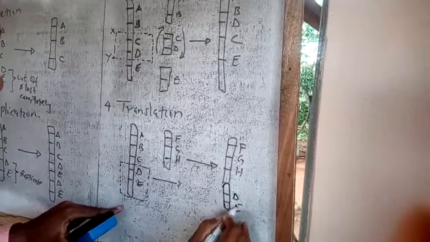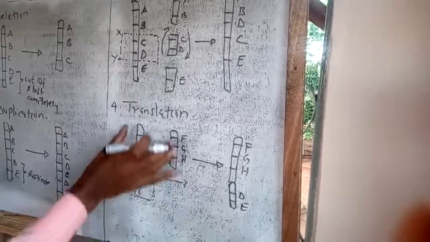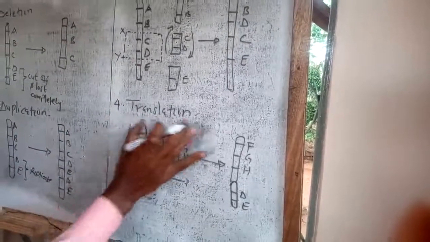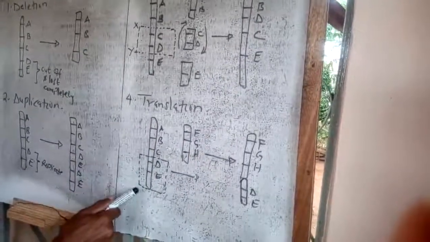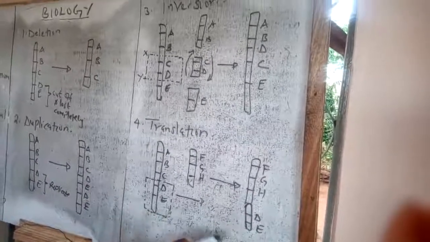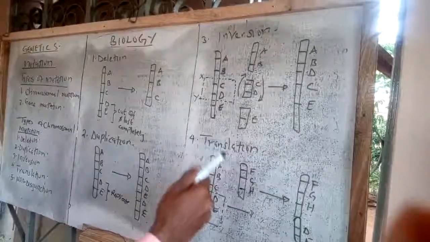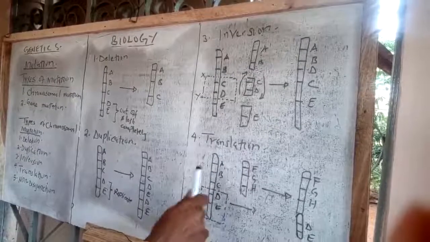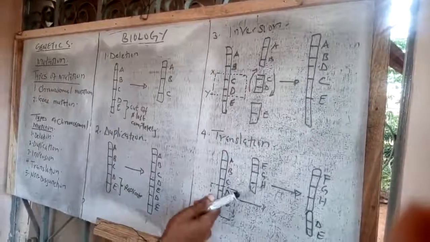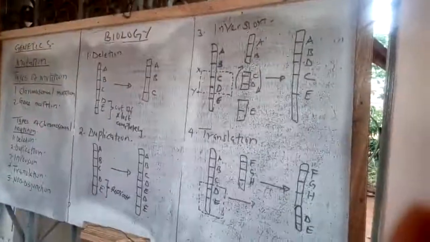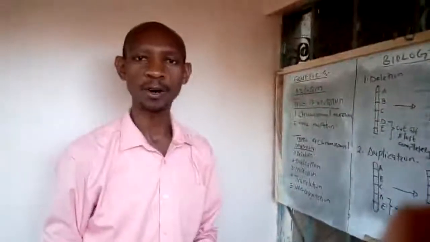There we have D and E, and therefore, as far as this kind of mutation is concerned, that is translocation. As far as chromosomal mutation is concerned, it is translocation, because a section of a chromatid breaks off and becomes attached to another chromosome, but which is not from the homologous pair. It becomes attached to a non-homologous pair, and therefore this kind of chromosomal mutation is what we refer to as translocation. We have come to the end of today's lesson.